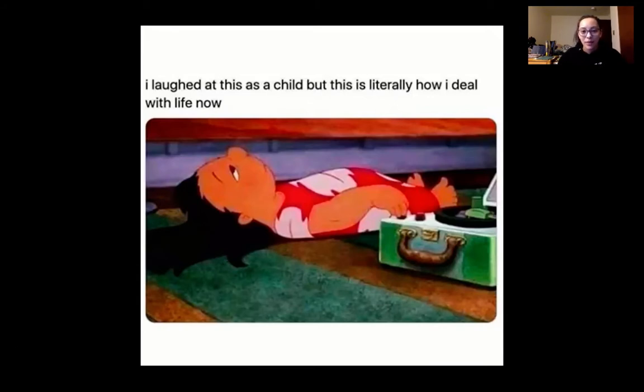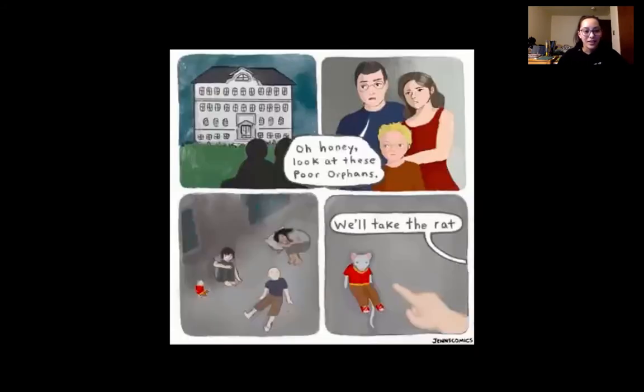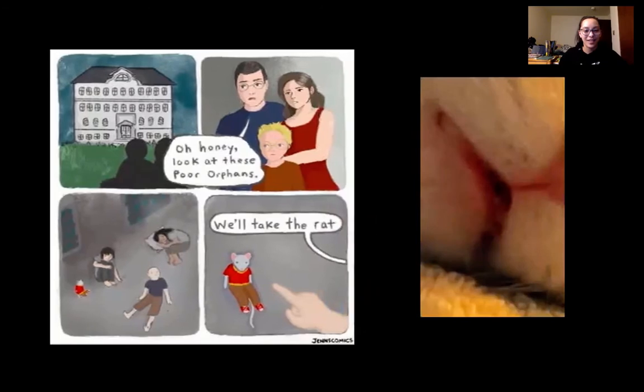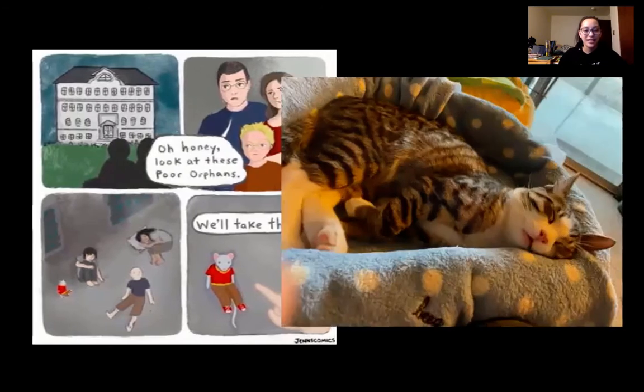Oh, chat, this is popular. Yes. I had a Stitch backpack for the longest time. I don't know what happened to it. Anyways, Stuart Little, hopefully everyone's seen Stuart Little before. Oh, honey, look at these poor orphans. We'll take the rat. And then Snowbell was probably like, oh yeah. Which is actually just a zoomed in picture of my mom's cat. His name is Oliver. But I was like, oh. Response to this meme is just oof.